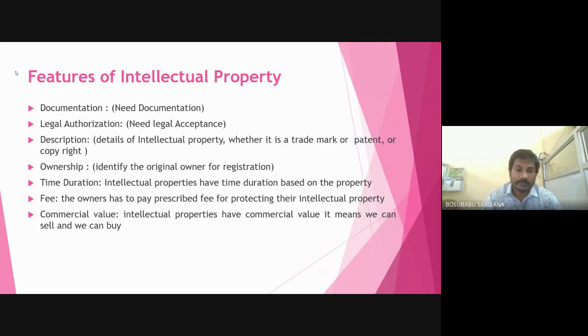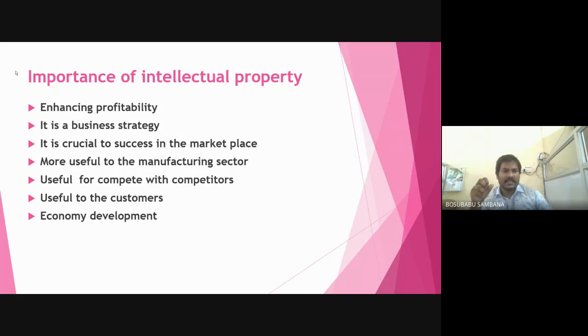And commercial value: intellectual properties have commercial value. It means we can sell and buy, do technology transfer and anything. Importance of intellectual property: enhancing profitability and business strategy. It is crucial to success in the marketplace and more useful to the manufacturing sector, like the industrial infrastructure sector, and useful for competitors, customers and the economic development of every country.